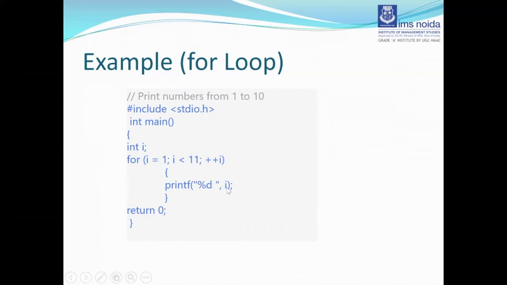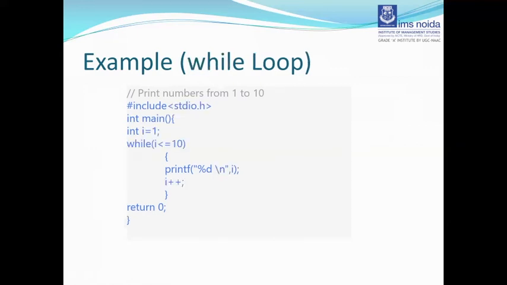So 1 will be printed first, then I will be incremented, and the condition checking will be done again. I will be 2. If the condition is true, it will get inside the loop again and print the value of I again. This way I will be incremented and the condition will be checked after every iteration, and till the condition is true, it is going to print the value of I. So till 10 it will print the value, and then it will exit from the loop.